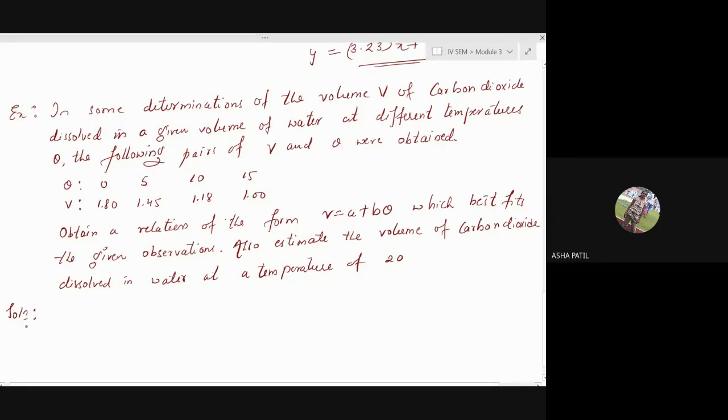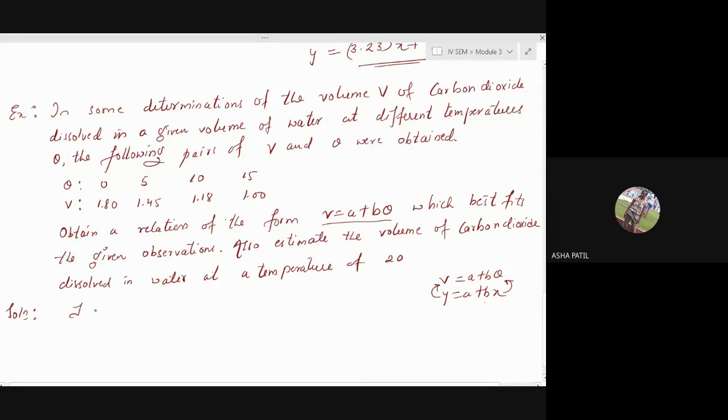So V is equal to A plus B theta. In that form you have to put. So usually what will you write? Y is equal to, it is in the form of A plus Bx. Instead of Y equal to A plus Bx we have V is equal to A plus B theta. So compare them and take the values correctly. Instead of Y you have V, and instead of X you have here theta. Okay. So write the normal equations first.